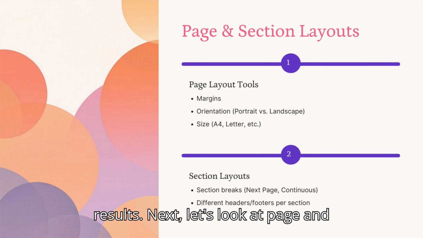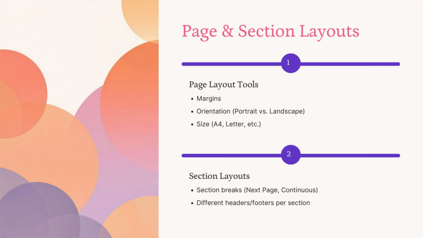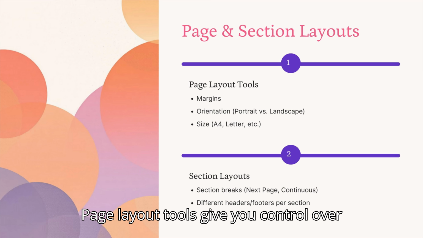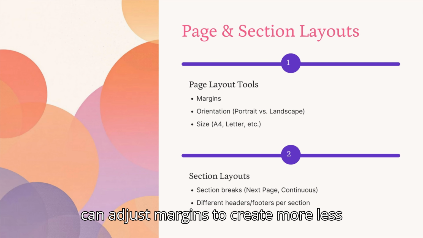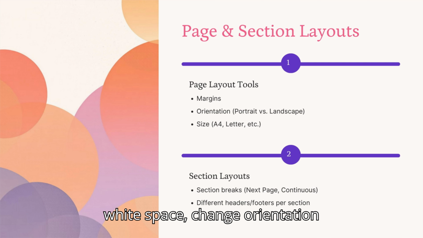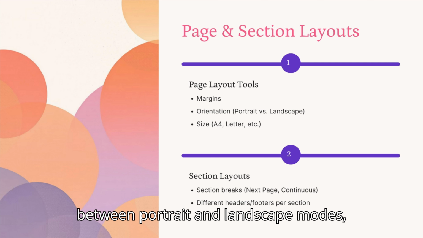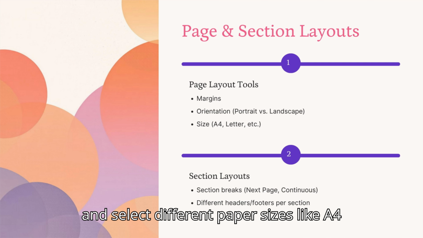Next, let's look at page and section layouts. Page layout tools give you control over the document's overall appearance. You can adjust margins to create more or less white space, change orientation between portrait and landscape modes, and select different paper sizes like A4 or letter.